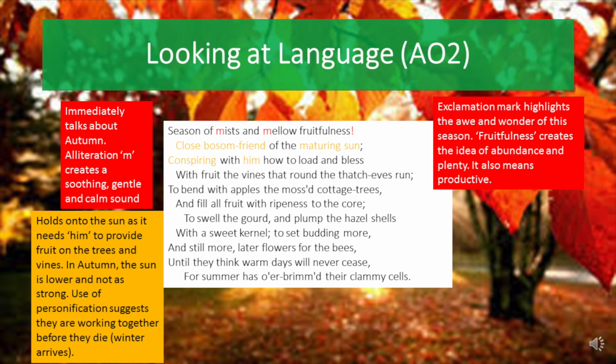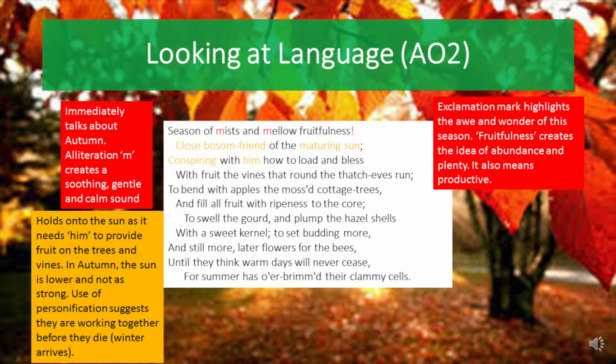So here, again, I'm showing you the patterns that are appearing through the actual poem. You've got a close bosom friend, you've got a maturing sun, you've got conspiring with him. So it's personifying the sun here. So let's just have a look. Let's just take it step by step first of all.